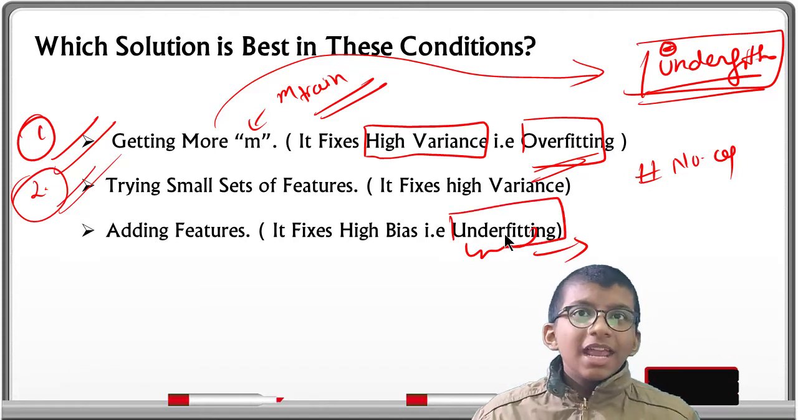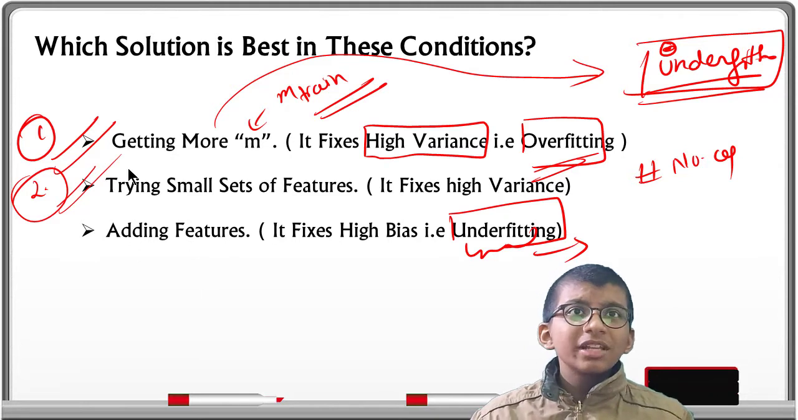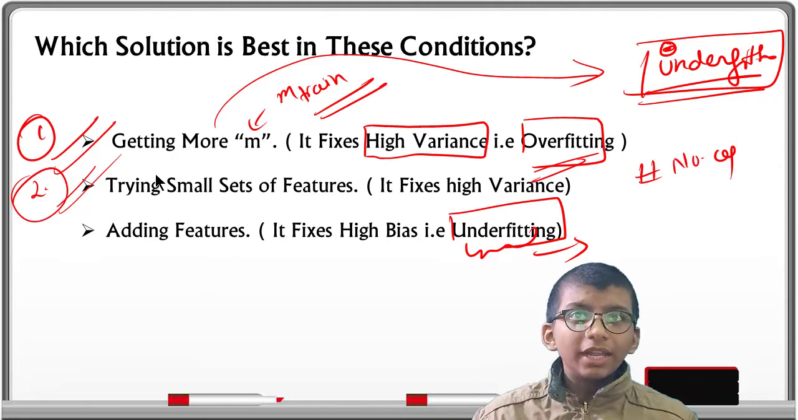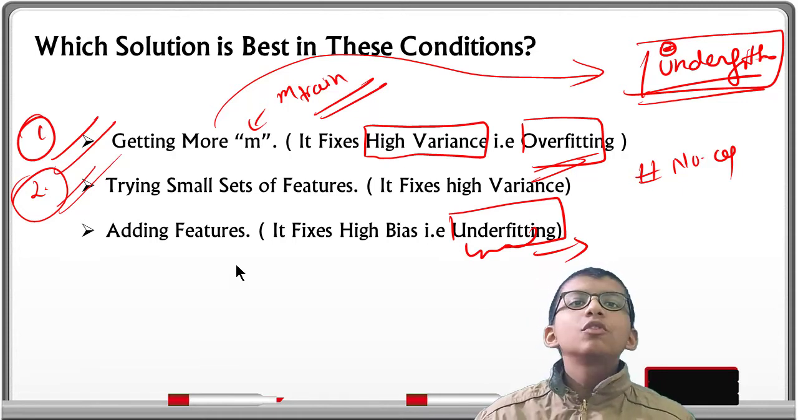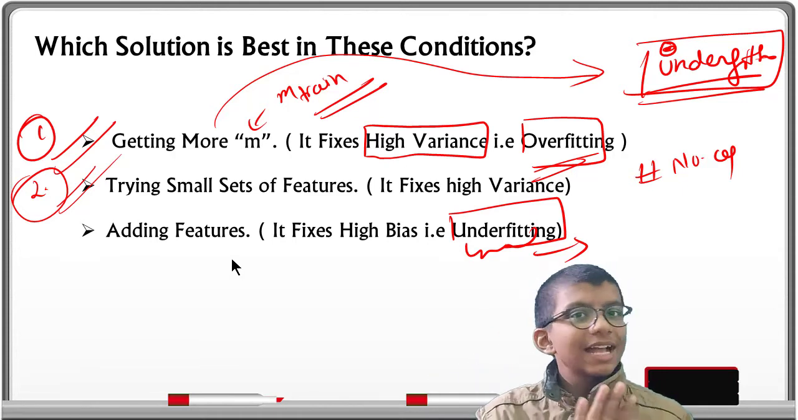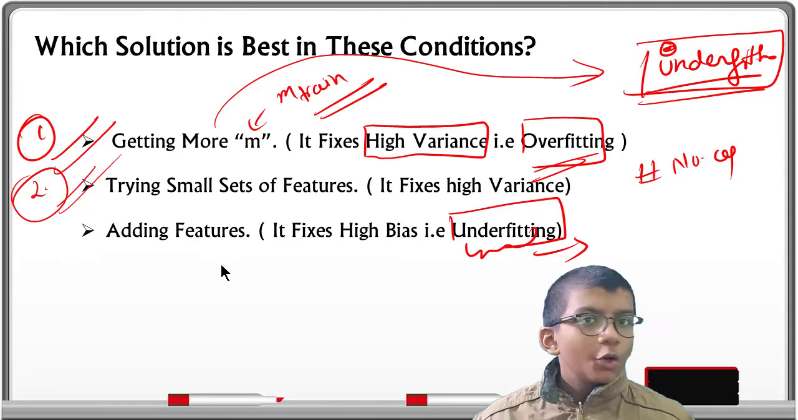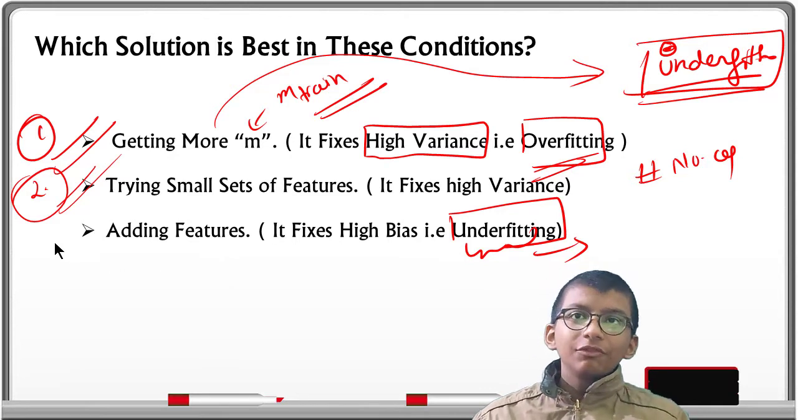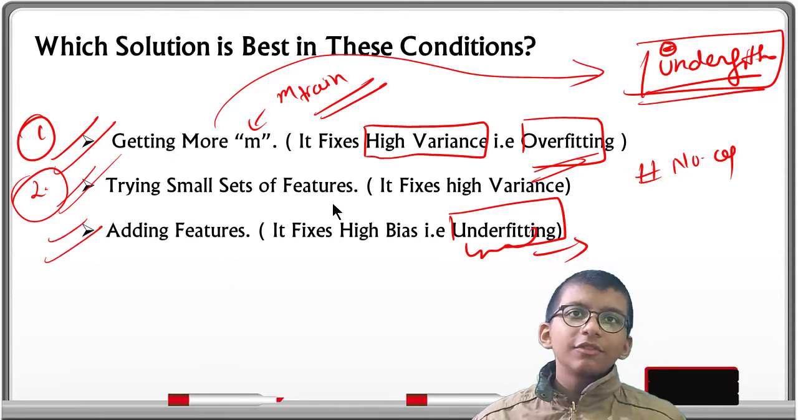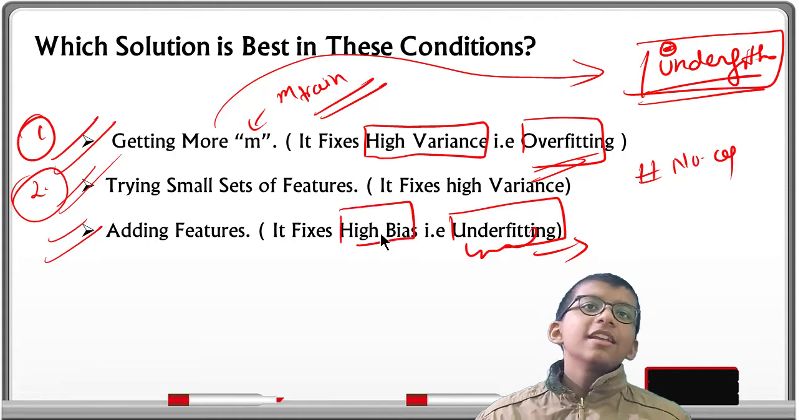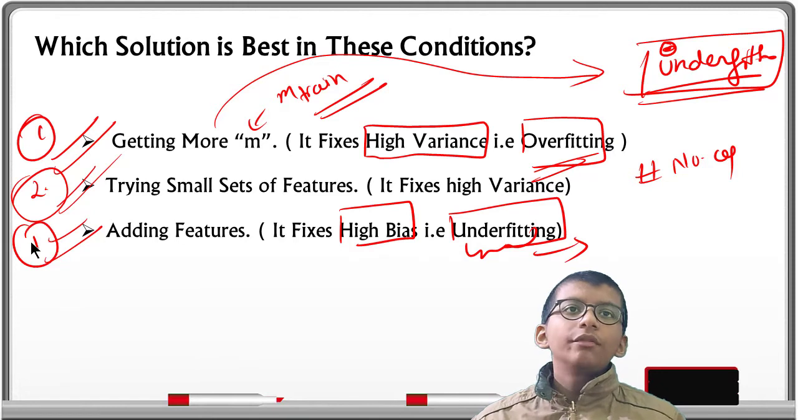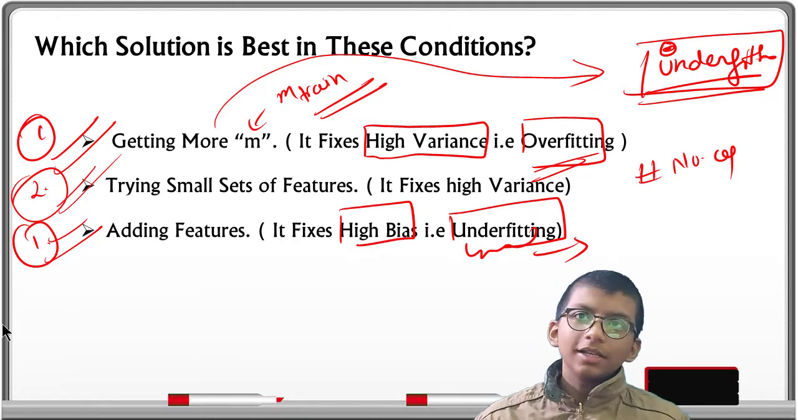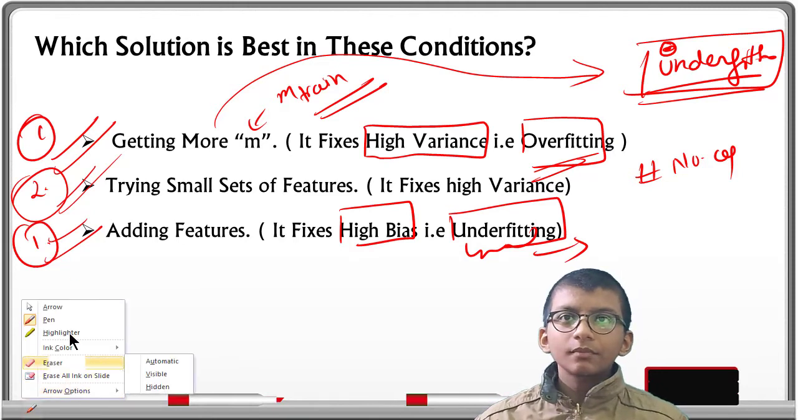And again, if our model is overfitting and I add more features, then it will be prone to more and more overfitting, and that solution will never work. Okay, so that was adding features. Adding features fixes our high bias, that is underfitting. I talked about one solution for when our model is underfitting.